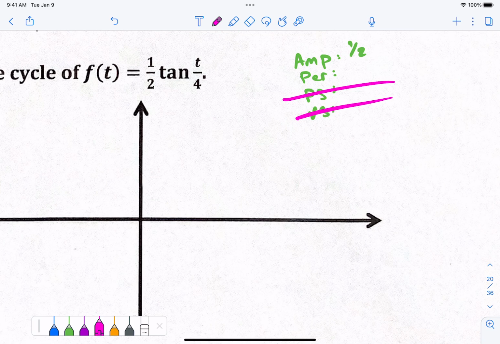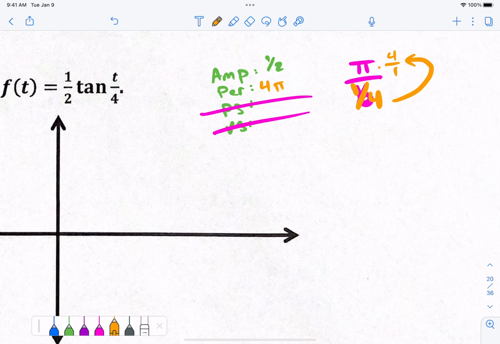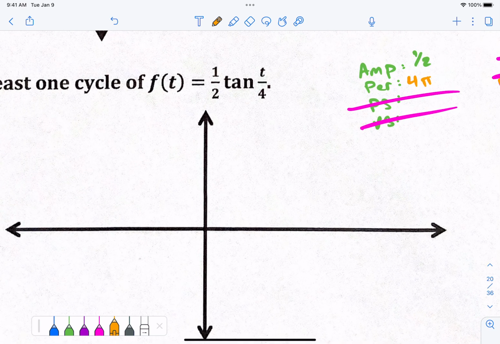The period. How do you find the period for tangent? Pi over B. B is 1/4. So how do I take pi and divide by 1/4? Multiply by 4 over 1. So pi times 4 over 1 is 4 pi. Okay. Tangent splits the middle.